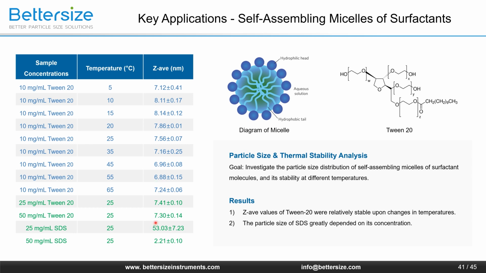On the other hand, for SDS surfactant micelles, the particle size highly depends on its concentration. At a concentration of 25 mg per milliliter, in addition to the formation of several nanometer-sized micelles, large aggregates of several hundred nanometers also formed. When the concentration increased to 50, the amount of large micelle aggregates decreased significantly.